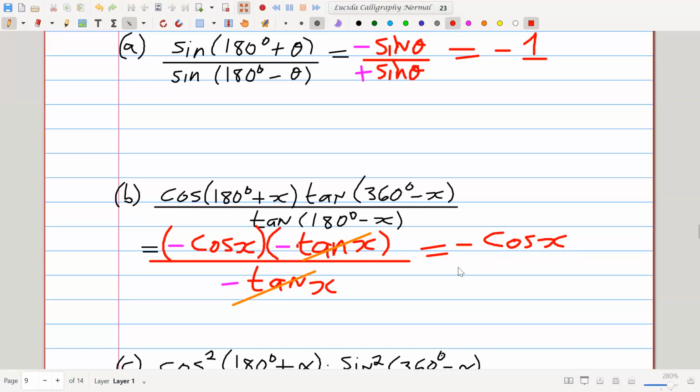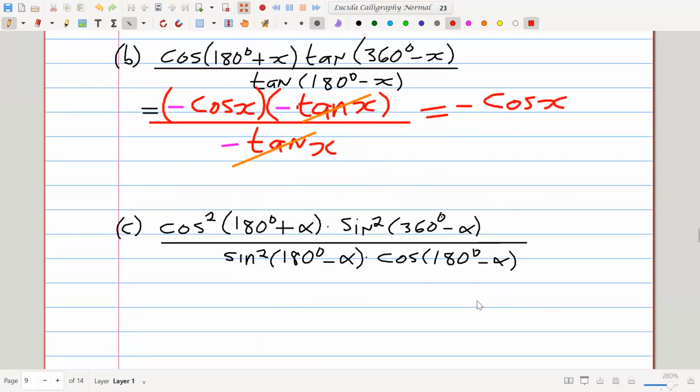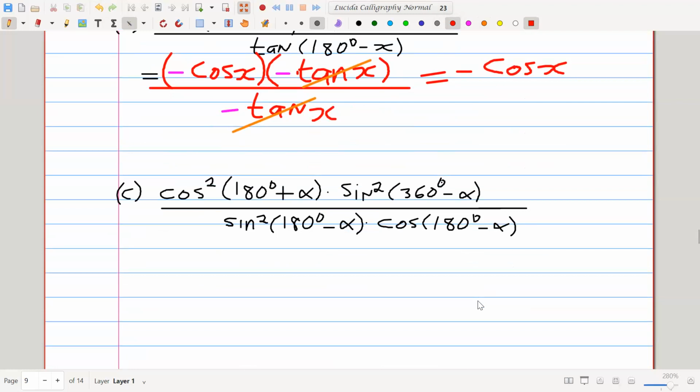That has been simplified. So that is how you can look at simplifying this kind of problem and so on. Let's look at the last one before we move to the next topic. This one includes a square. It has a square.